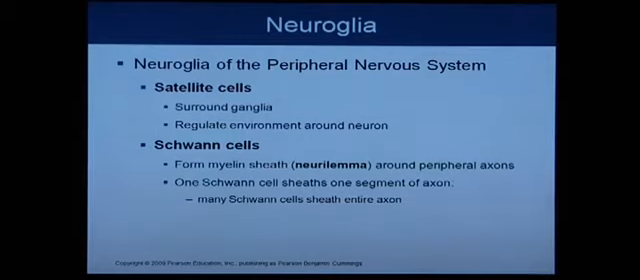Okay, so neuroglia of the peripheral nervous system, we've really already covered this using that chart. There are only two that we looked at: satellite cells, which surround the ganglia, and then we've got Schwann cells, which were the ones that insulate the neurons outside of the central nervous system in the PNS. They form myelin sheaths around the peripheral axons. One Schwann cell will sheathe one segment of axon. So we have to use a lot of Schwann cells to sheathe the entire axon, which is what we saw in that previous picture.